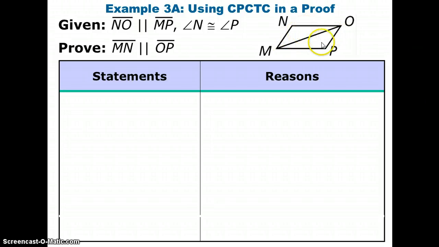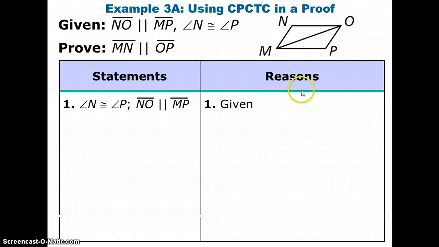So in order to say the triangles are congruent, I'm going to use the given information. Well, they tell you the top and bottom are parallel, so I get a different pair of congruent angles by the alternate interior angles theorem. And we're told that angle N and angle P are congruent. And then we still have a shared side. So the goal is to say that the triangles are congruent so that we can say their parts are congruent by CPCTC. And then because of those parts being congruent, the lines are parallel.